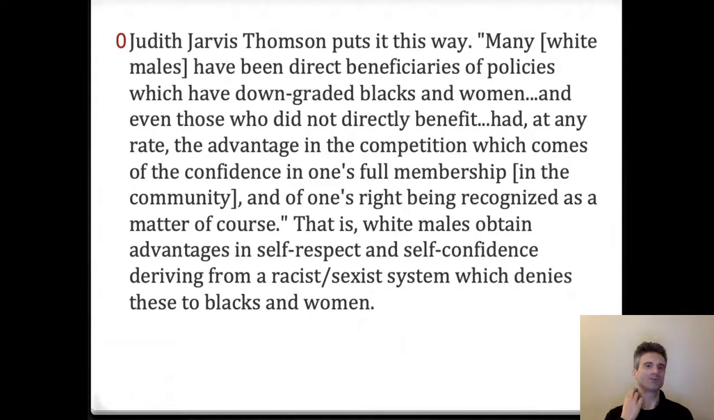A famous philosopher, Judith Thompson, put it this way. Many white males have been direct beneficiaries of policies which have downgraded blacks and women. It might be true. And even those who did not directly benefit had, at any rate, the advantage in a competition which comes the confidence. So even if you didn't get the jobs, you're still gaining some kind of advantage over minorities because you have the confidence in your own membership of a certain community.